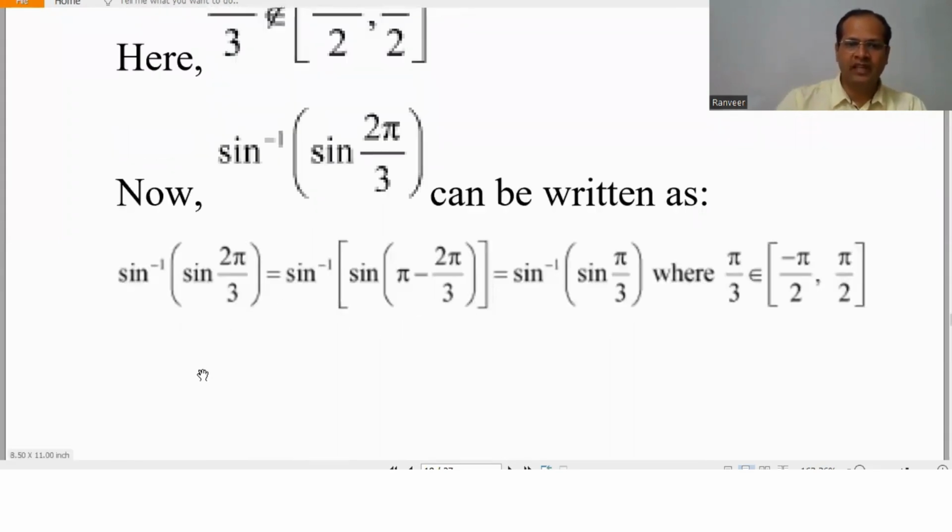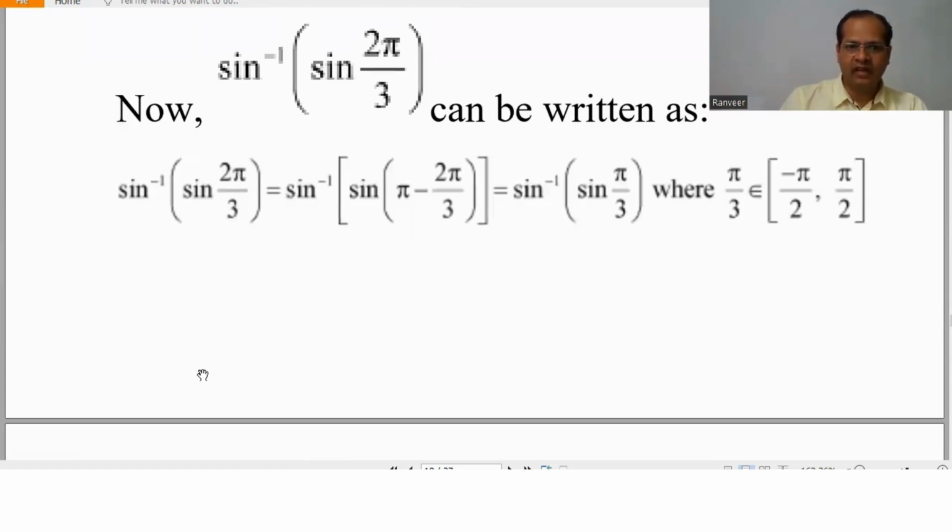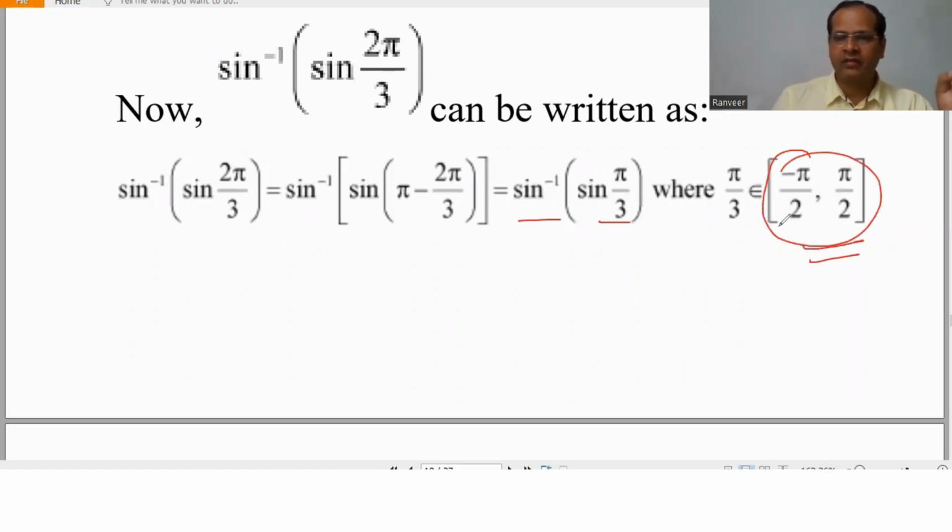So we have to apply sine of pi minus theta. Sine inverse sine of pi minus theta is nothing but sine theta, so this value will not change. So sine pi minus theta is sine theta, so it becomes pi by 3, and this is in the range of minus pi by 2 to pi by 2. So whenever an inverse trigonometric function is there, always check whether the value is in the particular range or not.